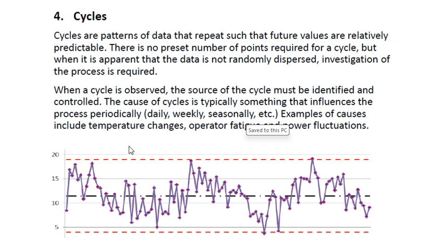Examples of causes are temperature changes, operator fatigue, and electricity or power fluctuations, things like that in the manufacturing or factory environment. So anyway, that's the run rule for cycles. Try to spot those types of patterns for cycles, and if you find one, you have to do something about it.